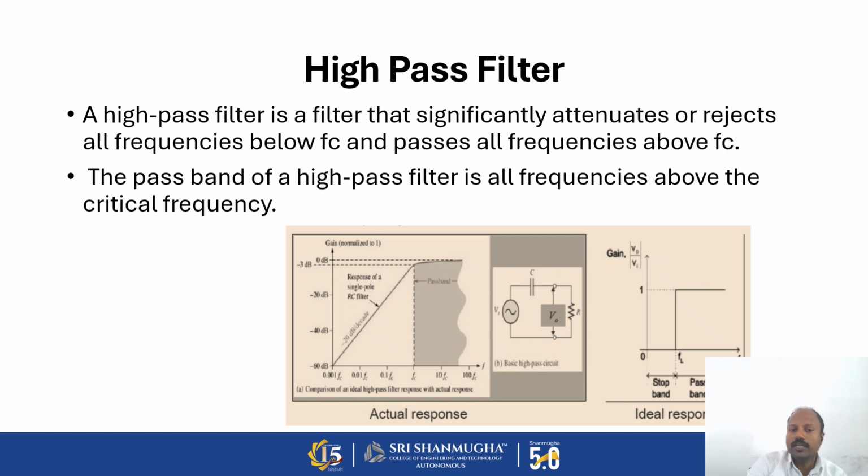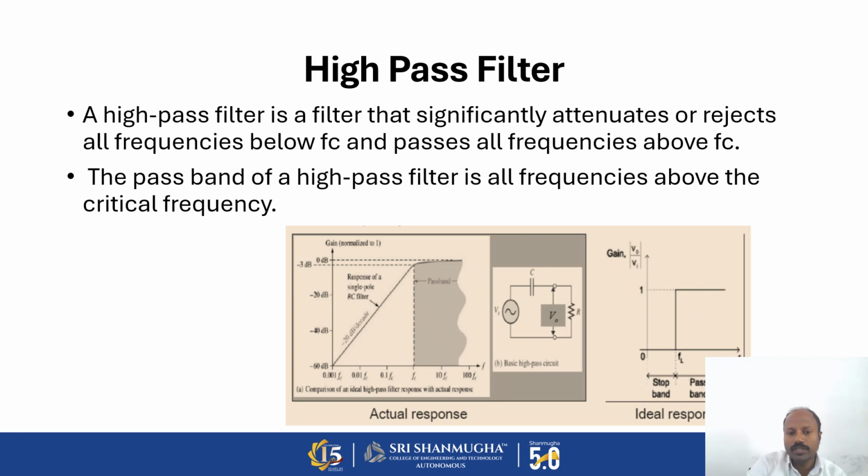A high pass filter is a filter that significantly attenuates or rejects all frequencies below FC and passes all frequencies above FC. That is, below the critical frequency will be attenuated and above the critical frequency only will be allowed to pass through the circuit. That is about the high pass filter. The pass band of a high pass filter is all frequencies above the critical frequency, and the remaining will be the stop band. So this is the circuit of the high pass filter.